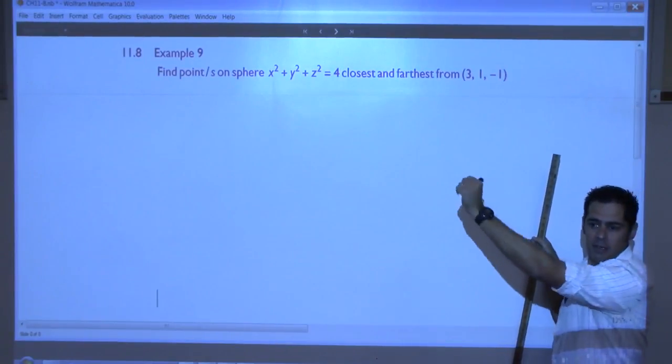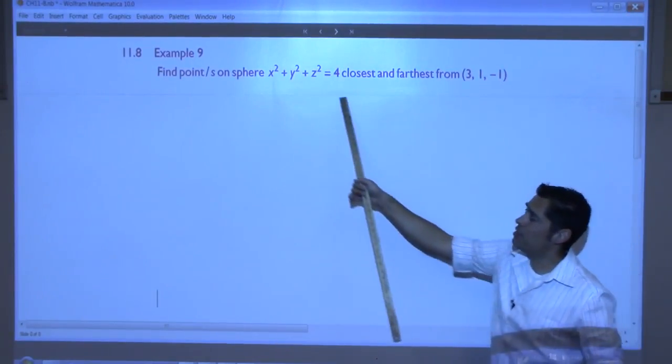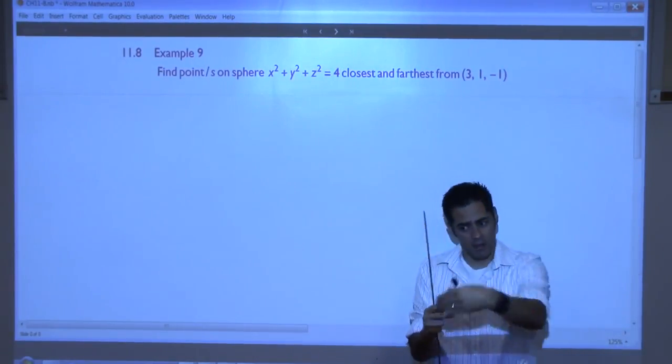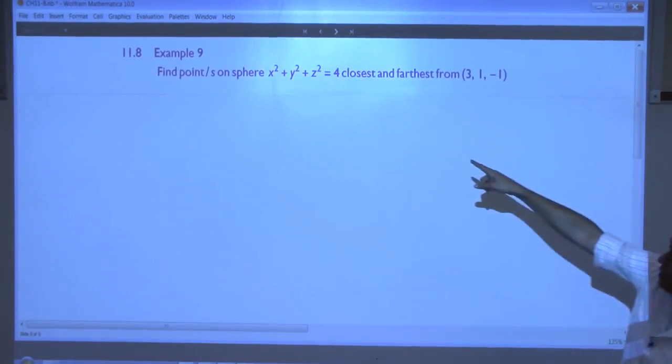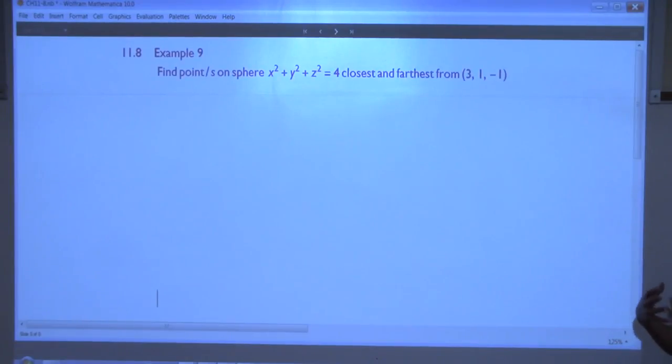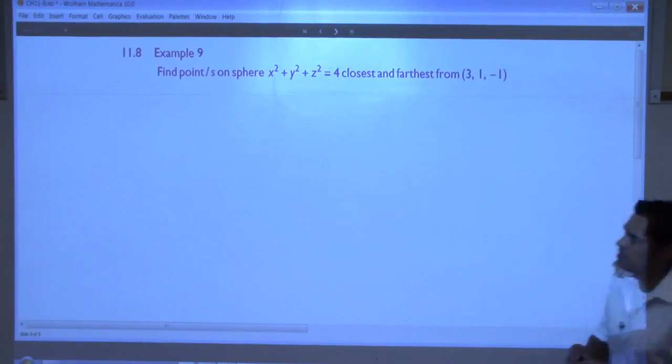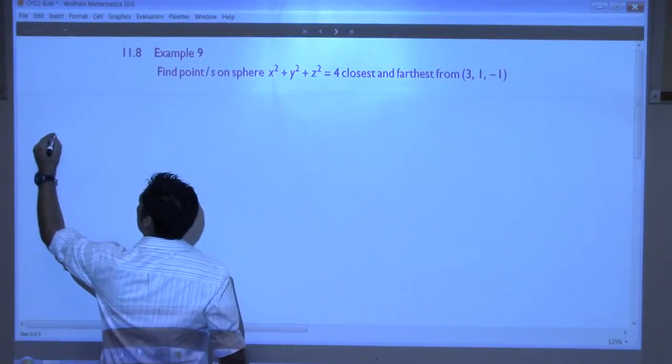Where does it have to be? On the sphere. So the sphere is the actual constraint of that other point. Understand that? So that's actually the constraint equation. The objective function, which is the one we're trying to find the max and min of, we have to come up with, which would be the distance between 2 points. So what is the distance between 2 points?